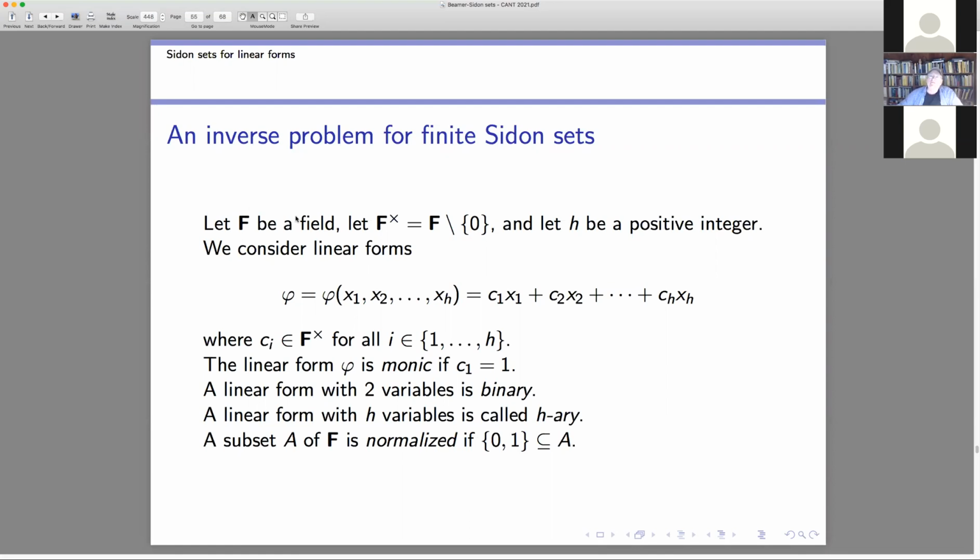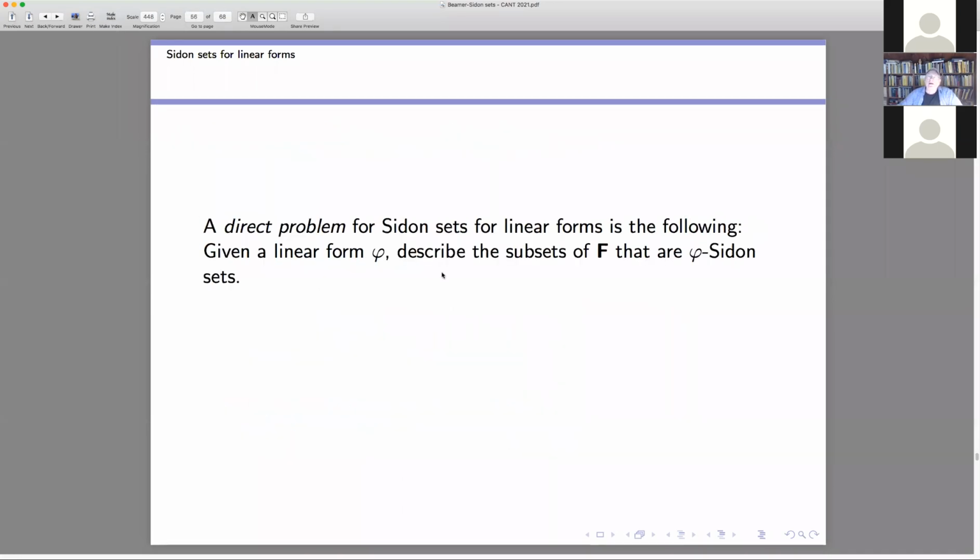Suppose you take a field F and a linear form. So let's say the linear form is monic if this first coefficient is 1. And say a subset of the field is normalized if it contains 0 and 1. So the direct problem for Sidon sets is the following. If I give you a form, describe the Sidon sets. Right? So that's what you do in classical Sidon sets. You have the form x1 plus x2, describe the Sidon sets.